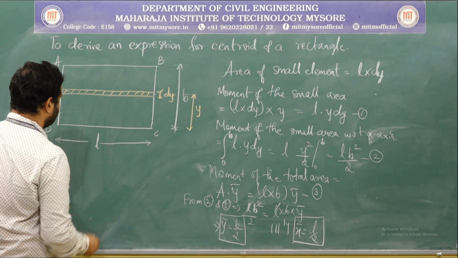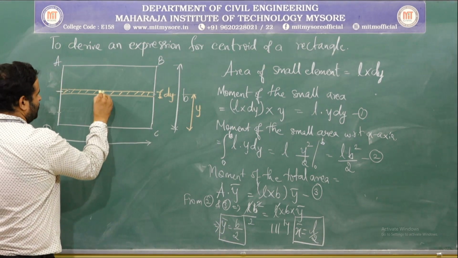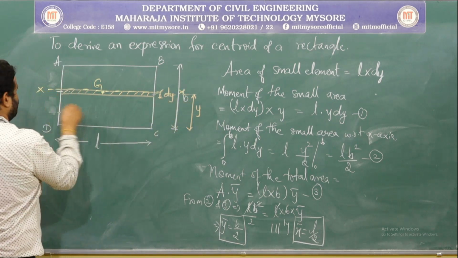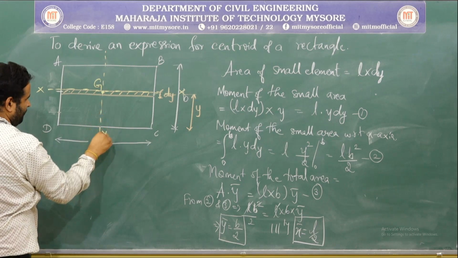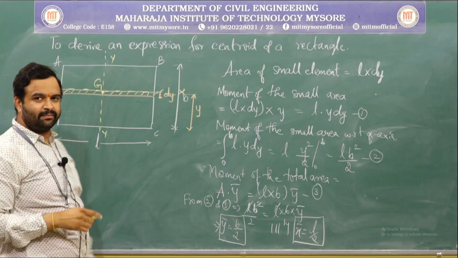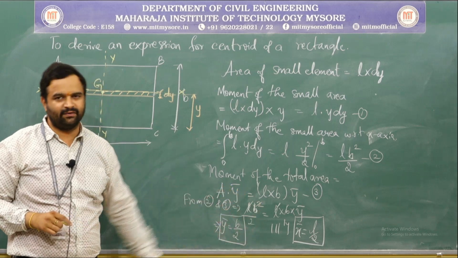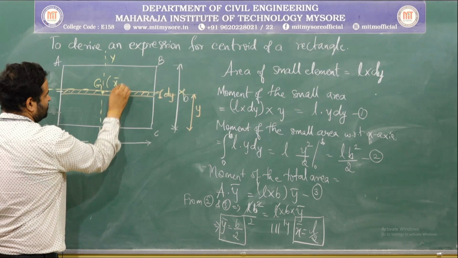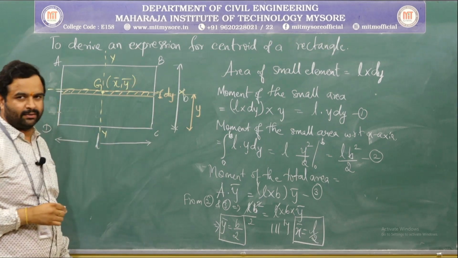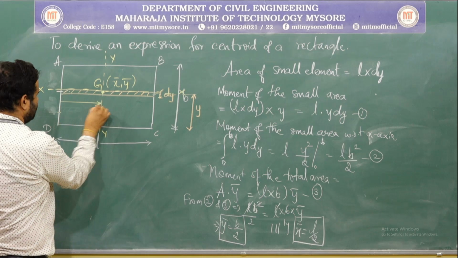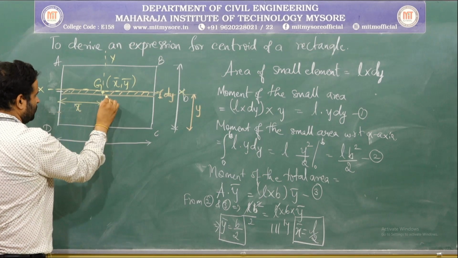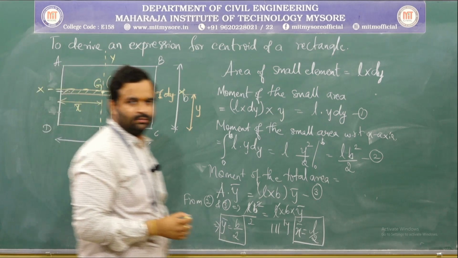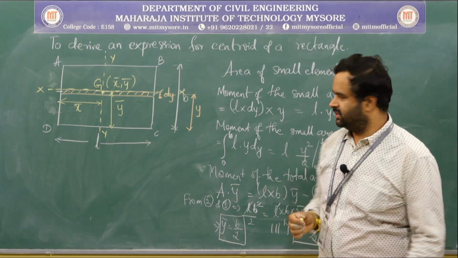So, after we derive the y bar, I shall locate it as G and this shall be its centroidal axis. So, this axis can be drawn after calculating x bar and y bar, that is after deriving, and this shall be G of x bar comma y bar. Okay, so this is nothing but x bar and this is nothing but y bar. Okay, I hope you have understood this.